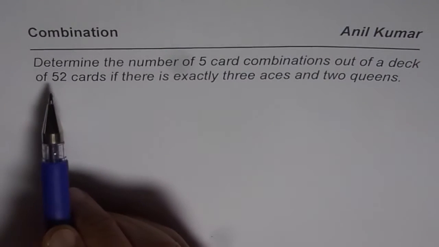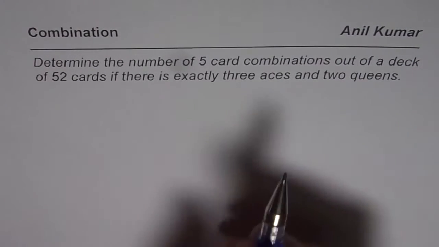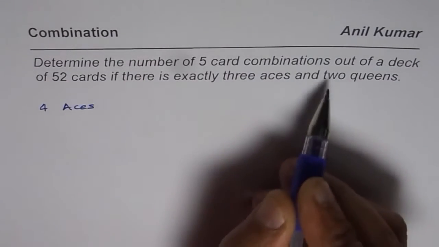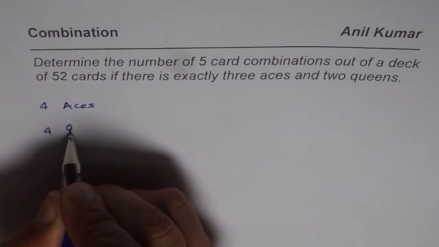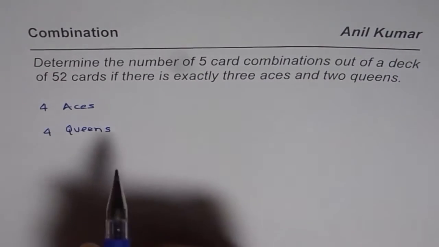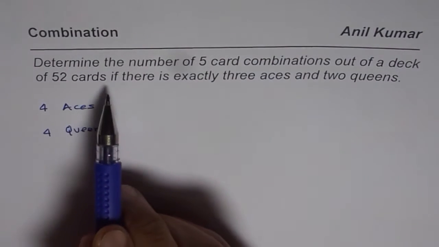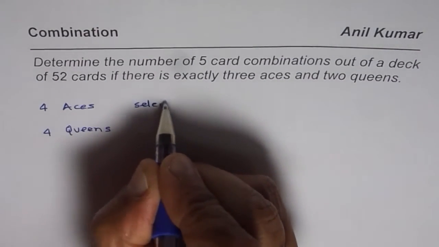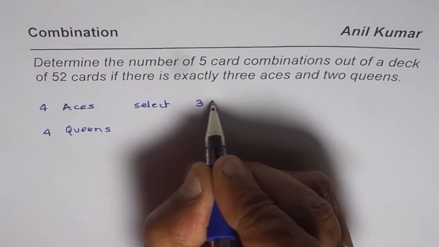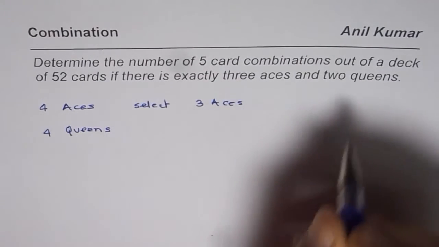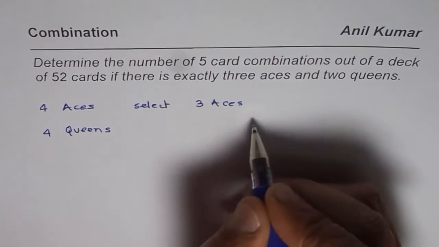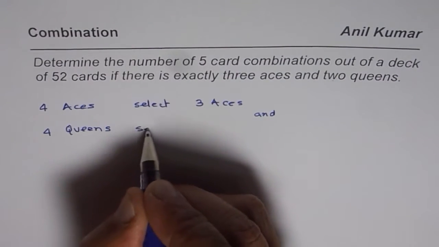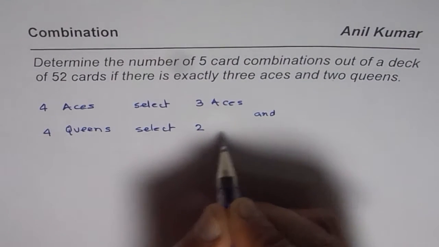Now, in the deck of 52 cards, how many aces are there? We know we have 4 aces. And how many queens? We have 4 queens. Now what do we need? We need to select exactly 3 aces. So from 4 aces, we need to select 3 aces. And when we say and, we need to multiply the two, right? And 2 queens. We need to select 2 queens.